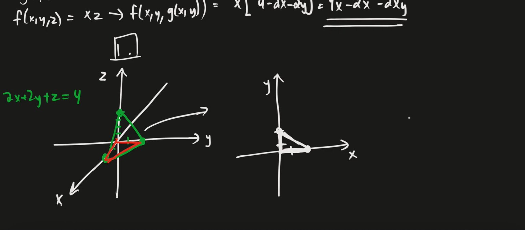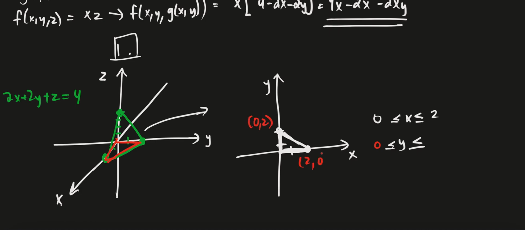So the x can go from 0 to 2, so from here to here. But the y has to go from 0 to not just 2, because that would be the rectangular region, but to this, whatever this line is. Whatever that line is, we're going to set that up. It's going to be 0, 2, 2, 0.